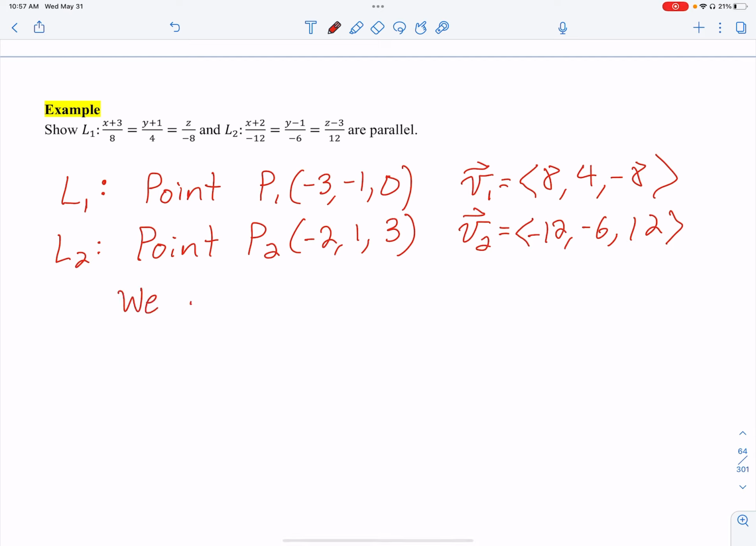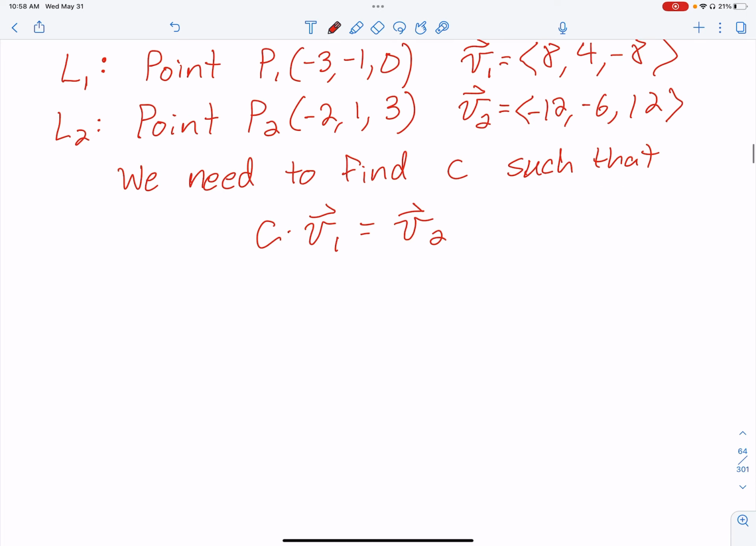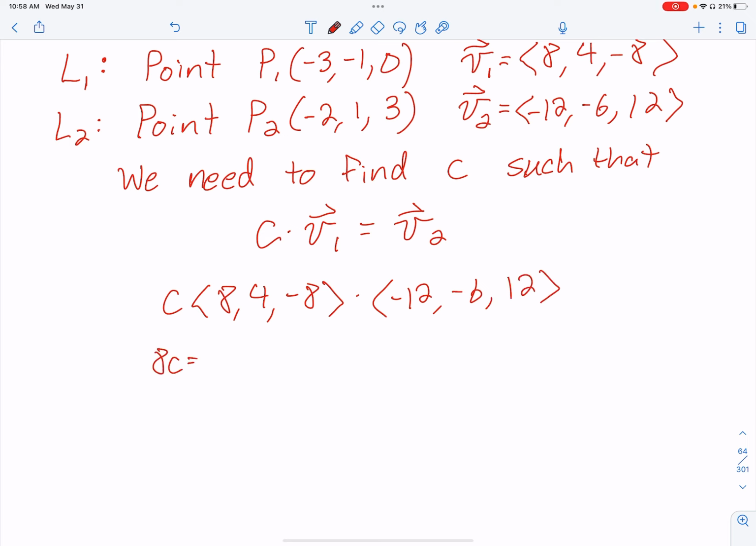So we need to find c such that c times v1 equals v2. So let's just plug all that in. So I got c times 8, 4, negative 8, equals negative 12, negative 6, 12. I can set up three equations from this. 8c equals negative 12. 4c equals negative 6. And then negative 8c equals 12.